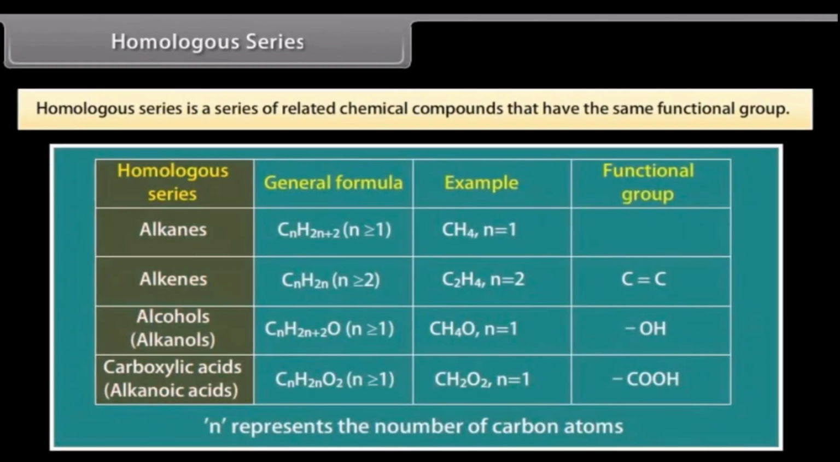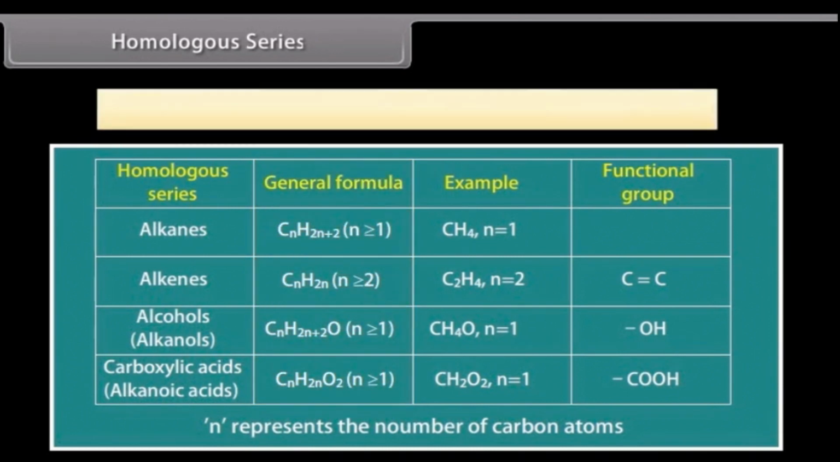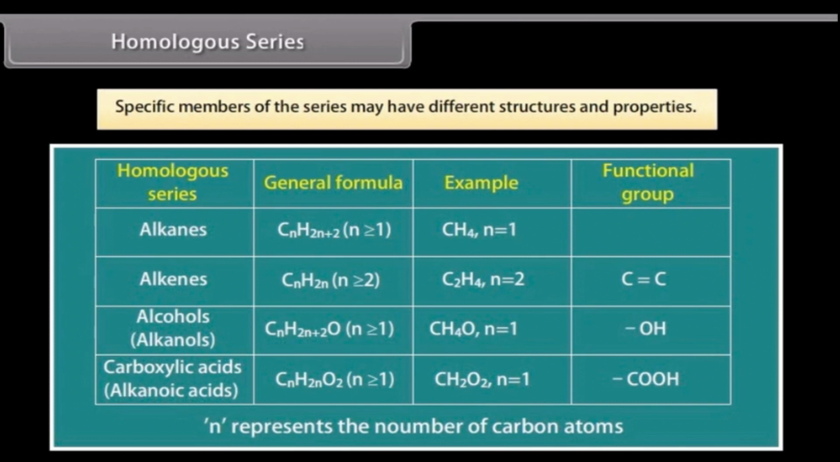Homologous series. A homologous series is a series of related chemical compounds that have the same functional group. These differ in formula by a fixed group of atoms. The successive members of such a series are called homologous. Even though the general formula remains constant in a homologous series, specific members may have different structures and properties. However, the reactivity usually remains the same.